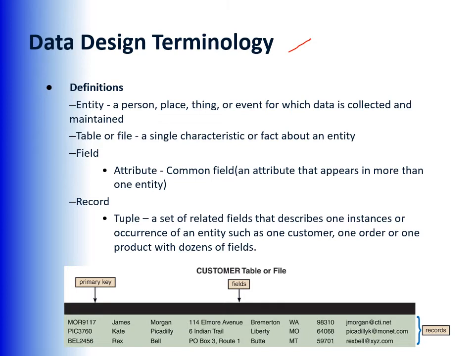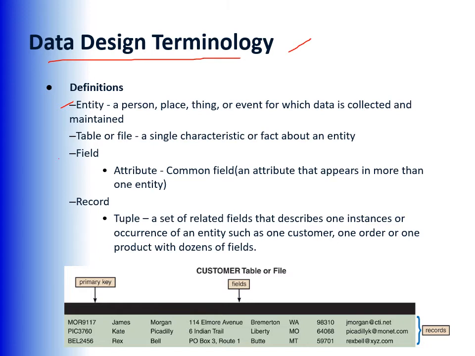And the first step is to understand the data design terminology. Data design terms include entity, table, file, field, record, tuple, and key field. Entity is a person, place, thing, or event for which data is collected and maintained. For example, an online sales system may include entities named customer, order, product, or supplier.